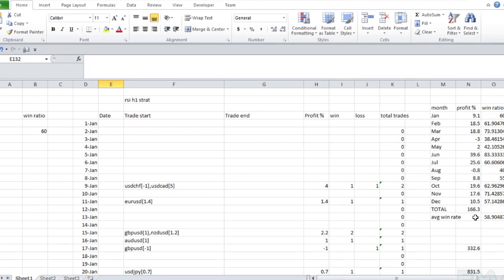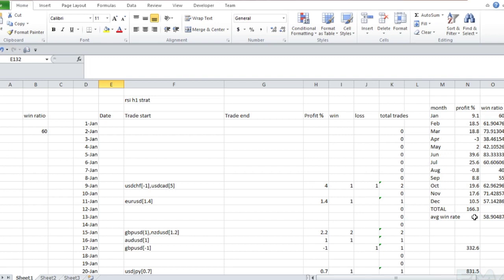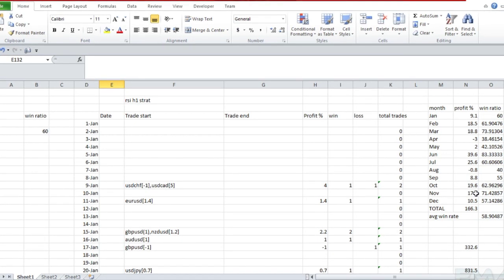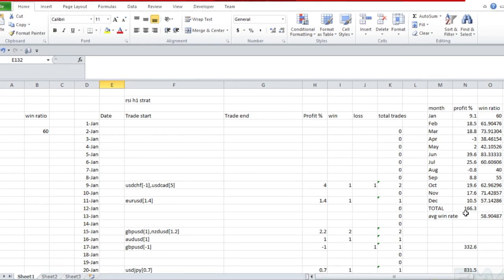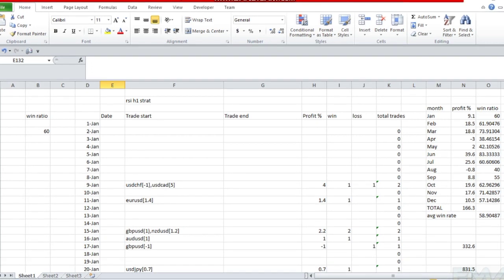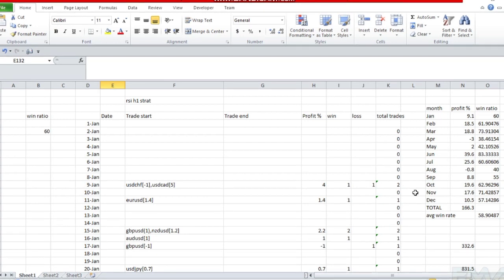return. So this 166, I want you to divide it by 12, then multiply. You can use compound interest to calculate what you will be expecting. When you use compounding, it's going to go up to like 250% return in a year. But that aside, you can see the win rate is over 58%. Then when you start trading, you see that your win ratio is 1:3.